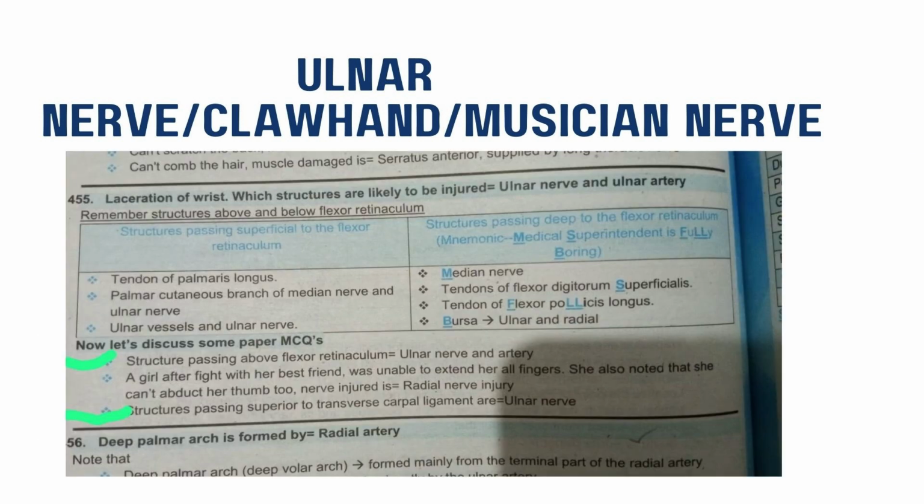The structures passing above the flexor retinaculum, that is, superior to the transverse carpal ligament, are the ulnar nerve and the ulnar artery, and the other structures that pass superficial to the flexor retinaculum are the tendon of palmaris longus and the palmar cutaneous branch of the median nerve. So it's important that if there is a laceration of the wrist, which structures are likely to be injured? The laceration of the wrist is going to damage the structures which are superior to the transverse carpal ligament, and that is the ulnar nerve and ulnar artery.